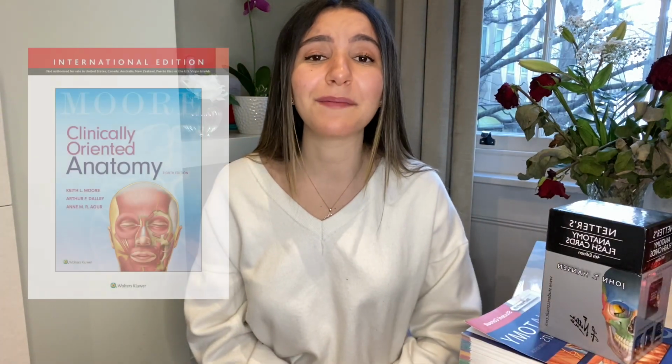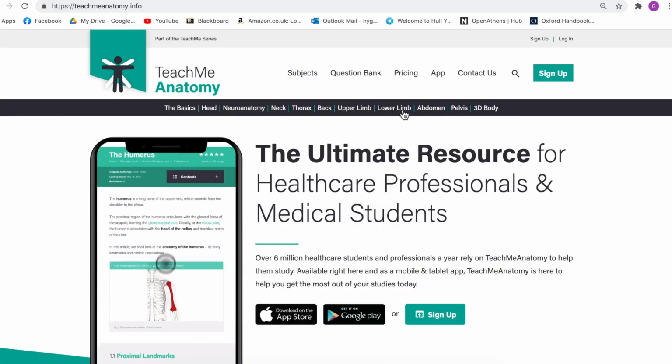And a lot of people at my university also used Moore's Clinical Anatomy, for example. I've tried both of these well-renowned textbooks, and while they have good explanations and really good diagrams, I found that they have way too much information. Therefore, my absolute favorite resource is teachmeanatomy.info.